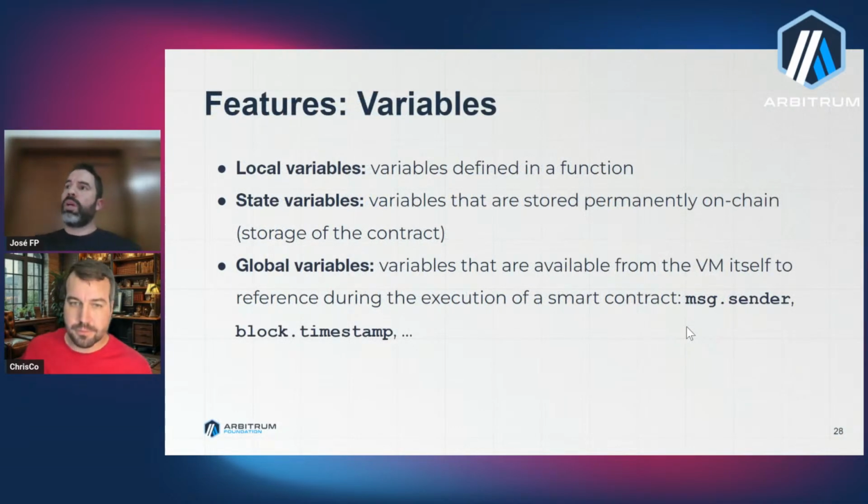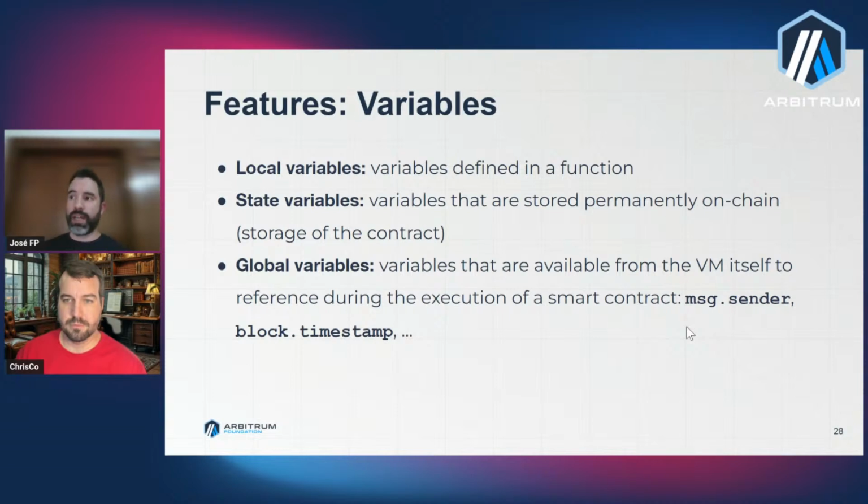Okay, so you are going to see three different types of variables when writing smart contracts with the Stylus SDK. The first one are local variables. These are variables that are defined within a function, the regular variables that you are used to working with if you've used Rust before. Then we have state variables. These are the variables that are going to store information on chain. Okay, they will make up the storage of the contract on chain.